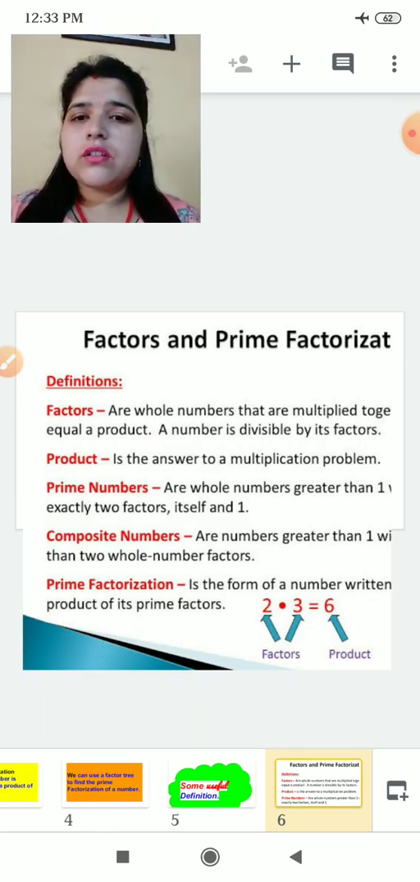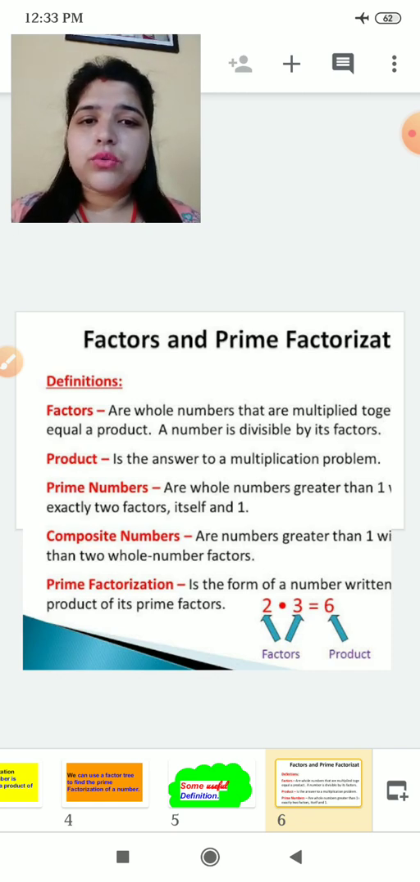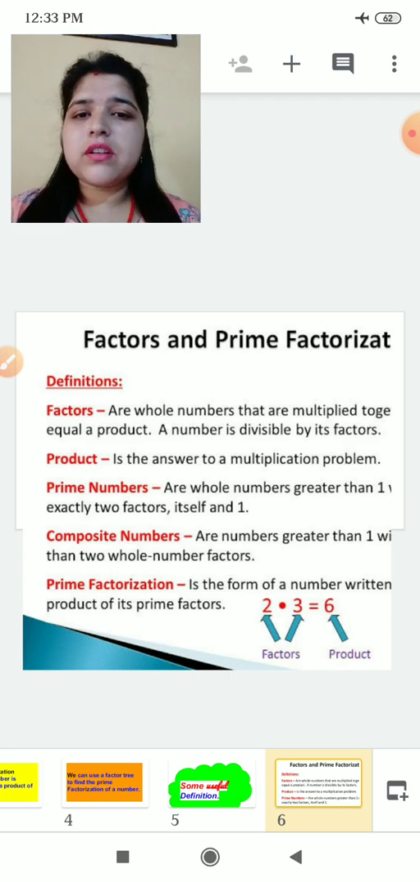Definitions: factors are whole numbers that are multiplied together to get a product. A number is divisible by its factors. It means if a number is given and we have to find its factors, the number is completely divisible by its factor. Now come to prime numbers. We have already discussed that a prime number has two factors, that is 1 and the number itself. It means it goes only in its own table.